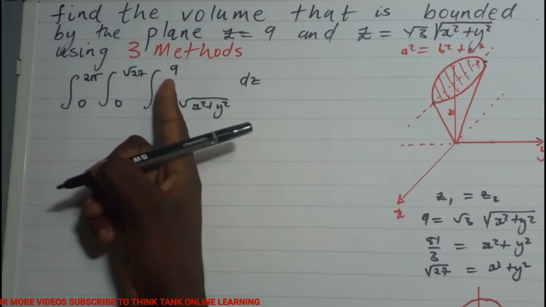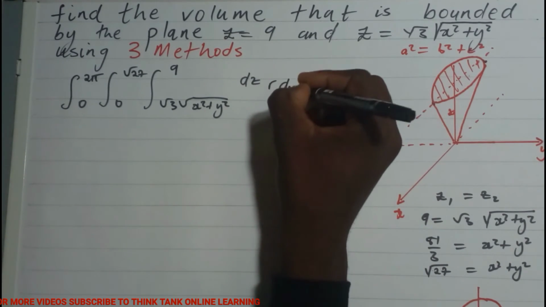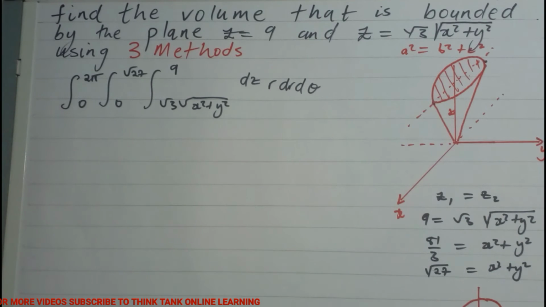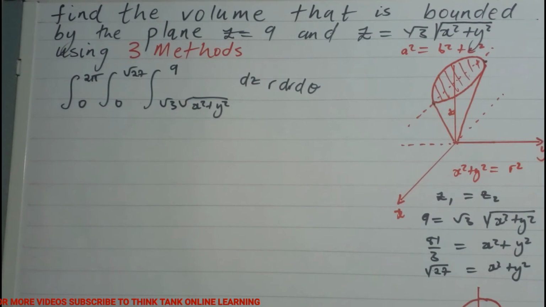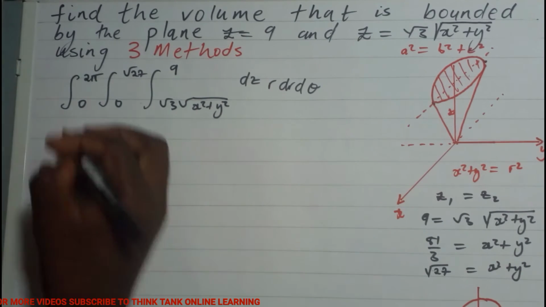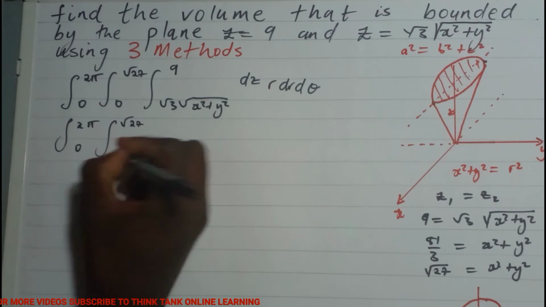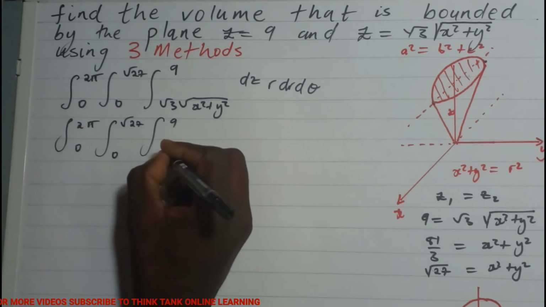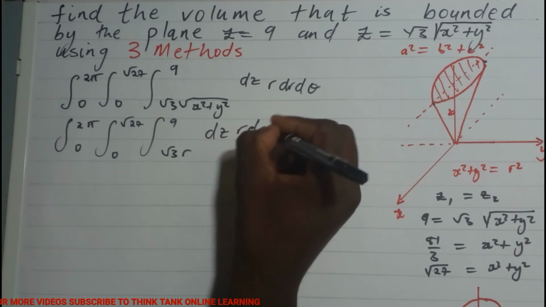dz, this is for z, but dy dx, we're going to use the Jacobian r, then dr, d theta. Okay, and since we're using cylindrical coordinates, we can simplify here, because you know that x squared plus y squared is equal to r squared. So that means r is equal to the square root of this. So I can just say, integral from 0 to 2 pi, 0 to root 27, 9 to root 3 r, dz r dr d theta.